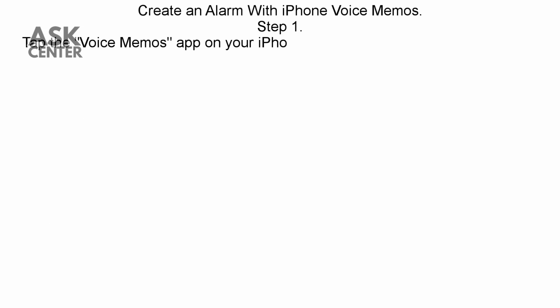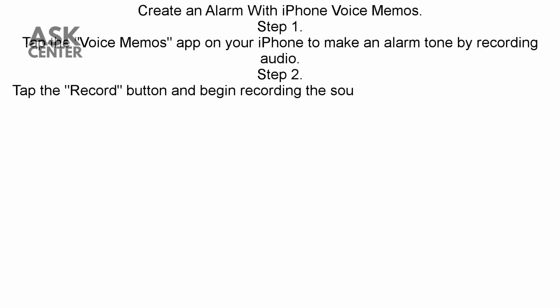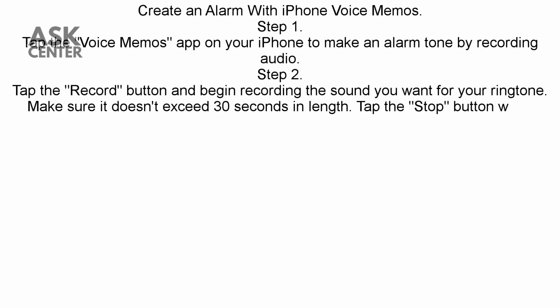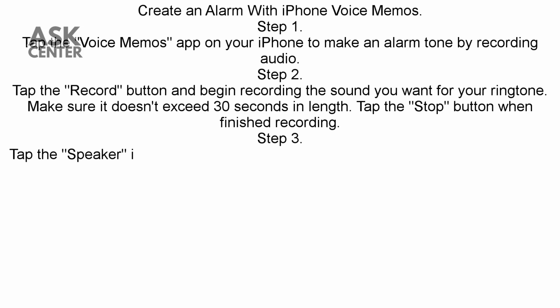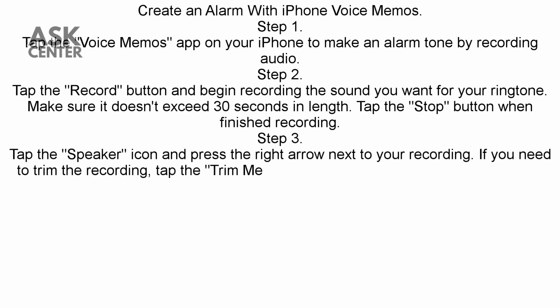Create an alarm with iPhone Voice Memos. Step 1. Tap the Voice Memos app on your iPhone to make an alarm tone by recording audio. Step 2. Tap the record button and begin recording the sound you want for your ringtone. Make sure it doesn't exceed 30 seconds in length. Tap the stop button when finished recording.